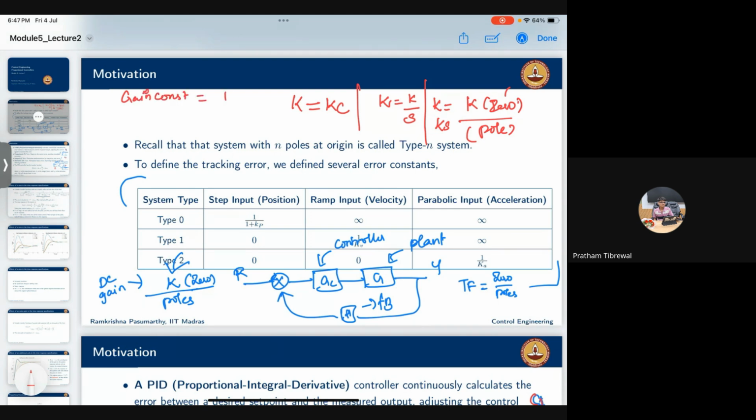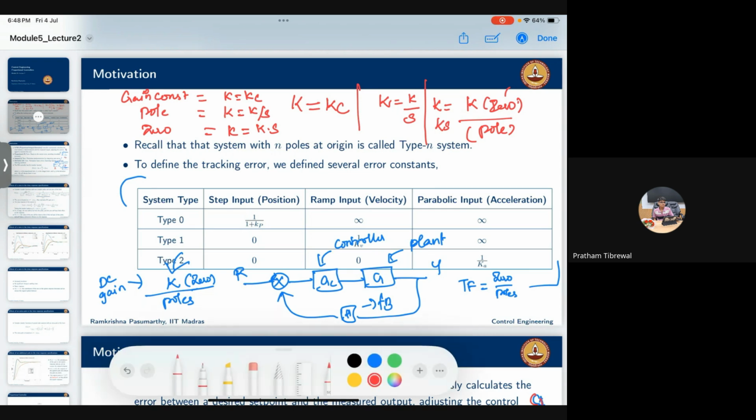I'm going to change K equal to KC, some gain, some random integer. The second one is adding a pole at the origin, so K will become K by S. Adding a zero at the origin, K will become KS, right? So these are all the three things I want to study.